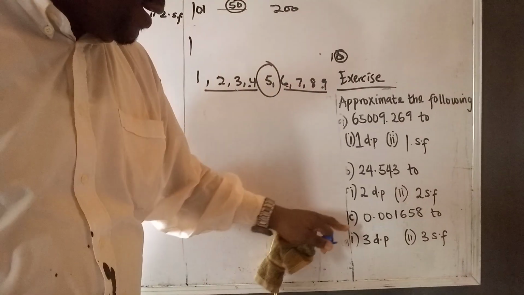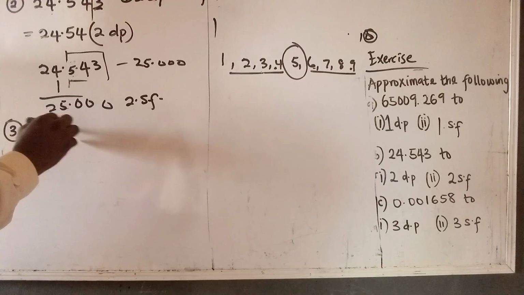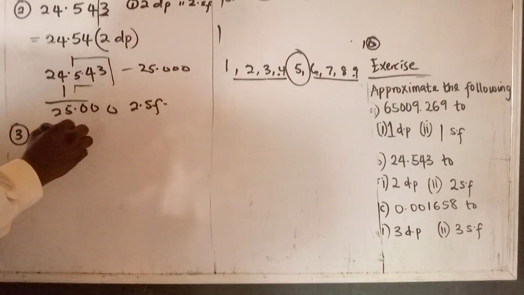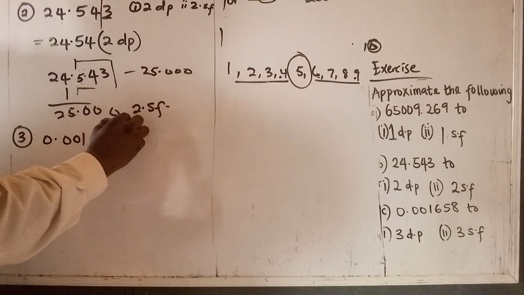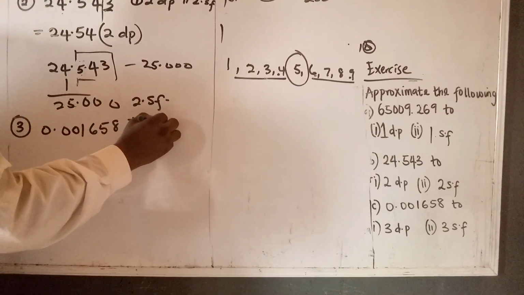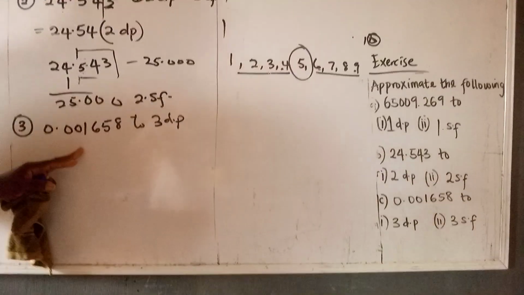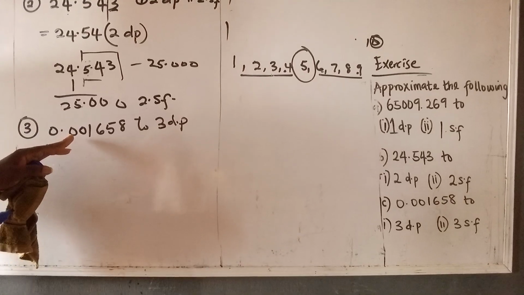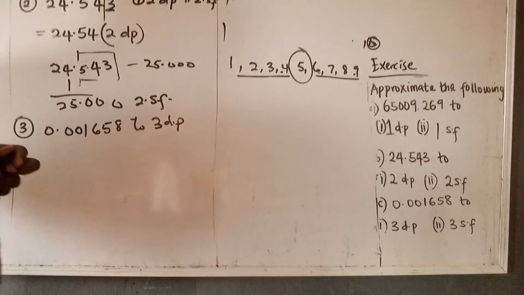Let's take the third question again. What's the third question there? C says 0.01658 to 3 decimal places. We are going to do something different now. As it is now, this value is not in 3, it is in how many decimal places? Let's count. 1, 2, 3, 4, 5, 6. This value is in 6 decimal places.